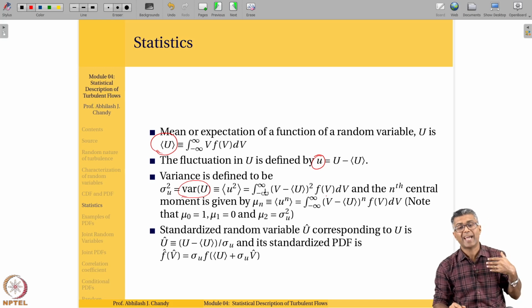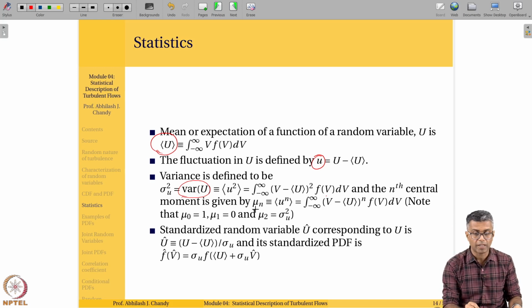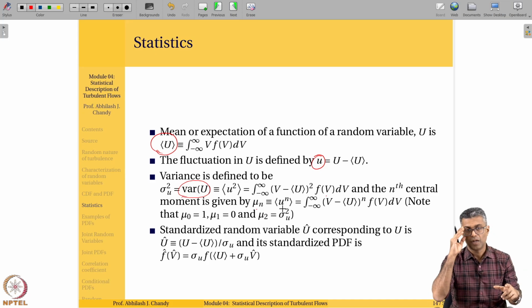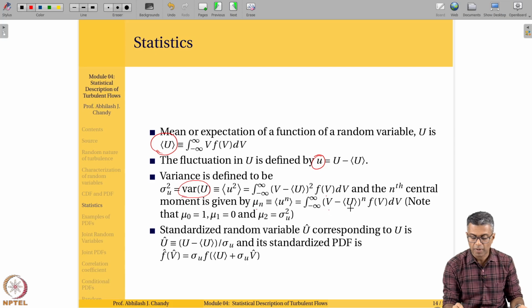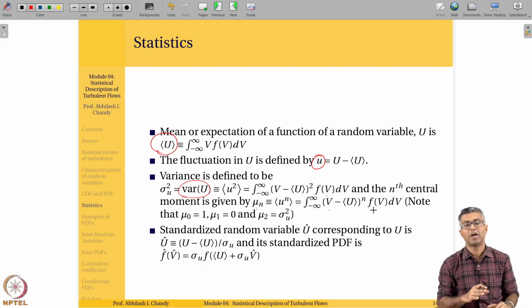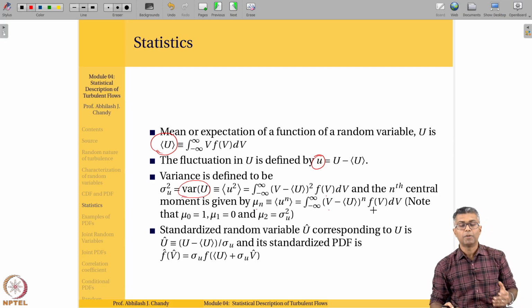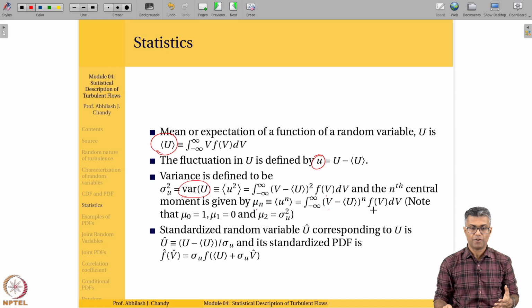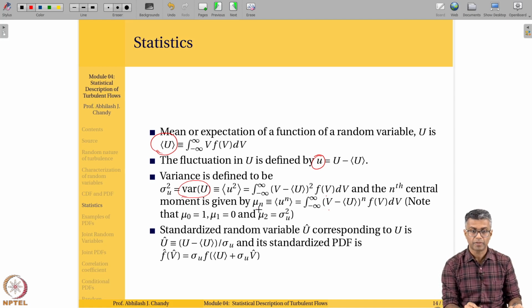Similarly, you can take your nth central moment, and let's call that mu subscript n, which is the mean of u to the power of n. The mean of u squared is your variance, and the mean of u to the power of n is your nth central moment, which is the integral of (V minus the mean of U) to the power of n times f(V) dV. All of them are integrated with the PDF by multiplying it with the PDF. Keep in mind, this is your nth central moment.